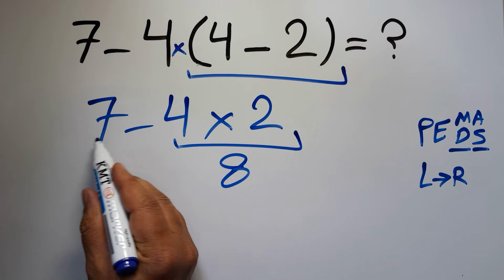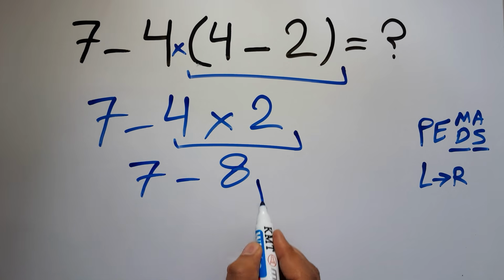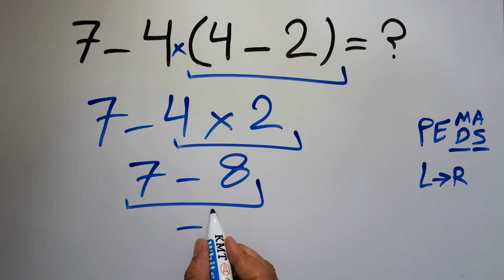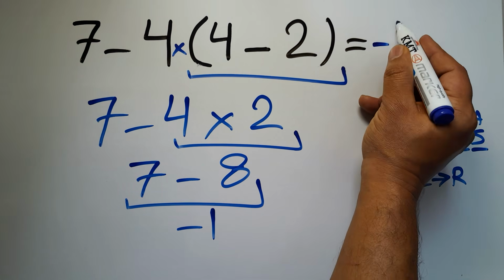So we have 7 minus 8, which is just negative 1. And this is our final answer to this problem. The correct answer is negative 1.